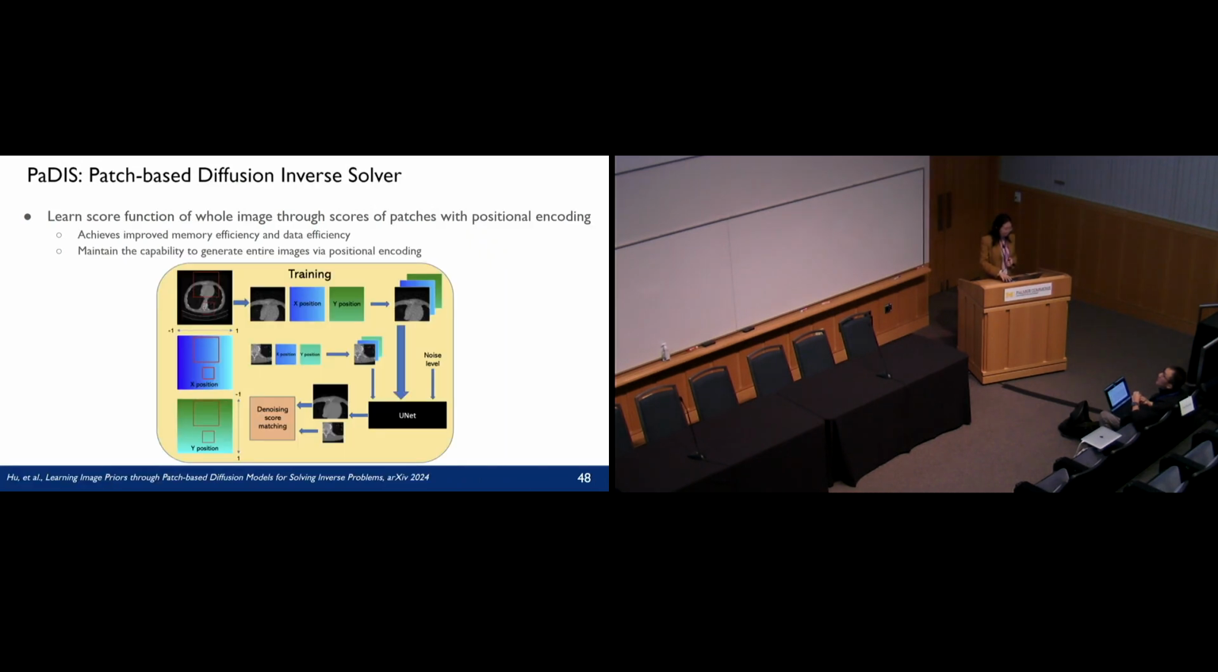Just to briefly mention, we also have another paper together with our collaborator, Professor Jeff Fessler in our department, with similar ideas on patch-based diffusion. But here, instead of considering multiple image slices as the 3D patch, we consider patches that go across the XY axis with different locations in the image. It is also a very interesting work showing that by learning the score functions on the patches with position coding, it can also construct the score function for the whole image and be used as a prior to solve the inverse problem.